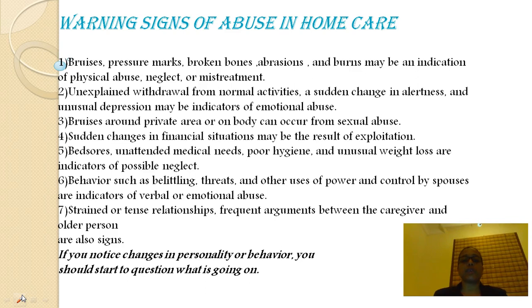Sudden changes in financial situations may be the result of exploitation. Bed sores, unattended medical needs, poor hygiene, and unusual weight loss are indicators of possible neglect. Behaviors such as belittling, threats, and other use of power and control by spouses are indicators of verbal or emotional abuse. Strained or tense relationships and frequent arguments between the caregiver and the older person are also signs. So if you notice changes in personality or behavior, you should start to question what is going on.